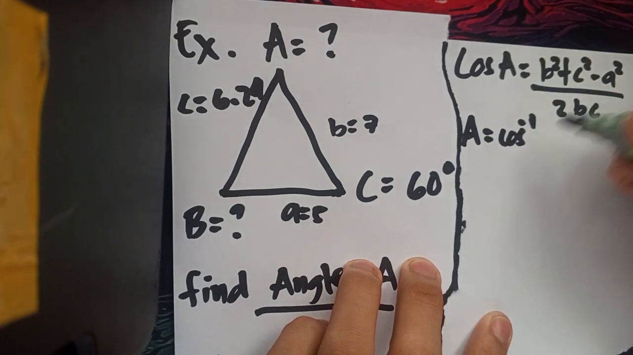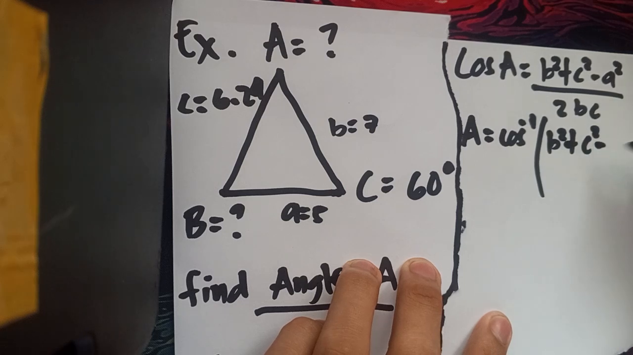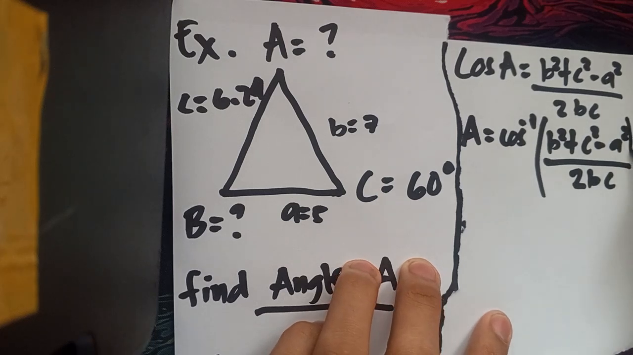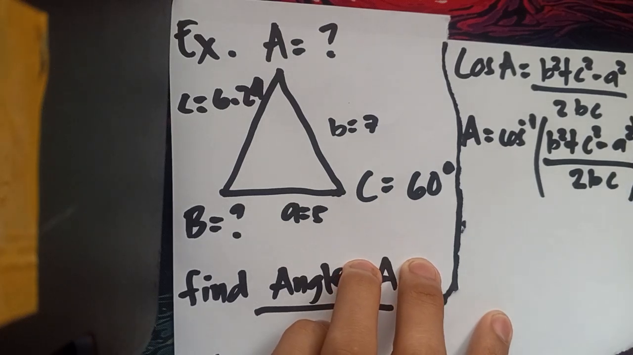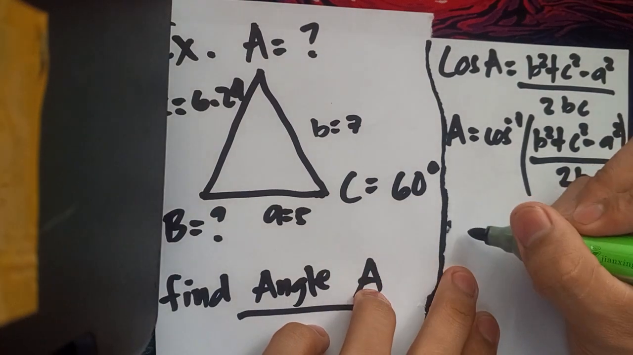So to get the angle A, we need to do this. We have to press shift on your calculator, then cosine, so it brings up cosine negative 1. Then just copy the b squared plus c squared minus a squared over 2bc. You only need to substitute the values of our sides.